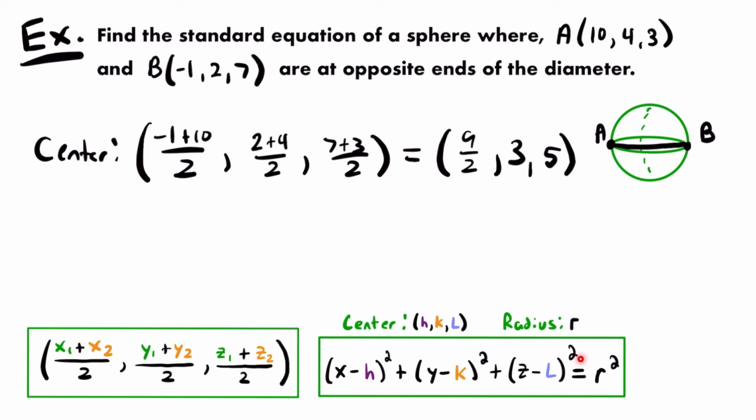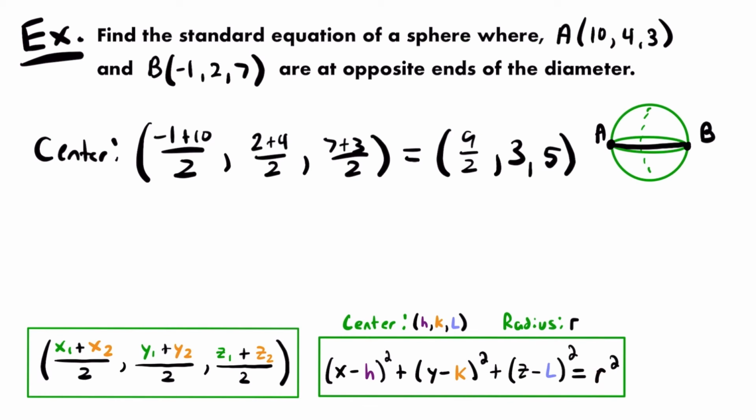So that's going to help us set up the standard equation of our sphere, but we're still missing the radius of the sphere. And so how are we going to find that radius? Well, we're going to make use of another formula that we already used in this video as well.